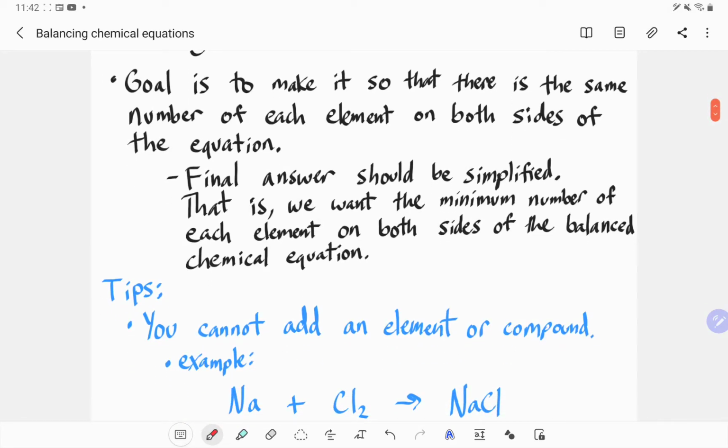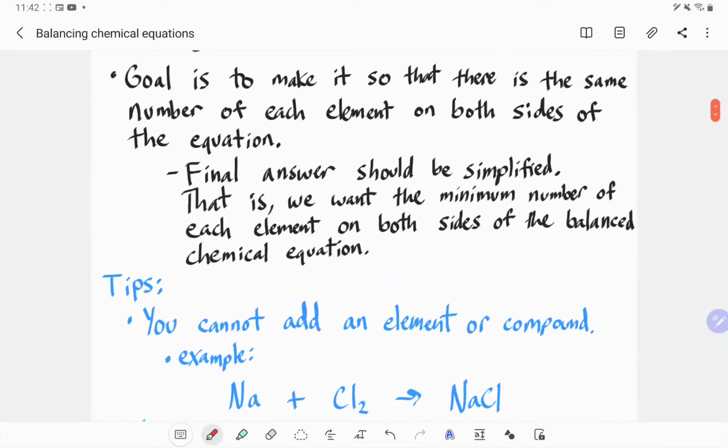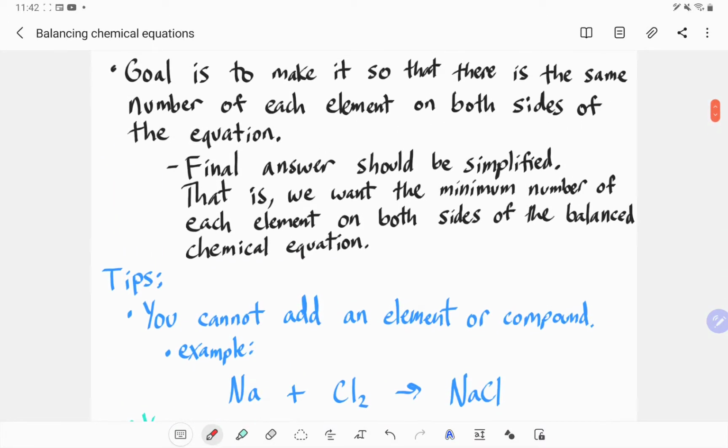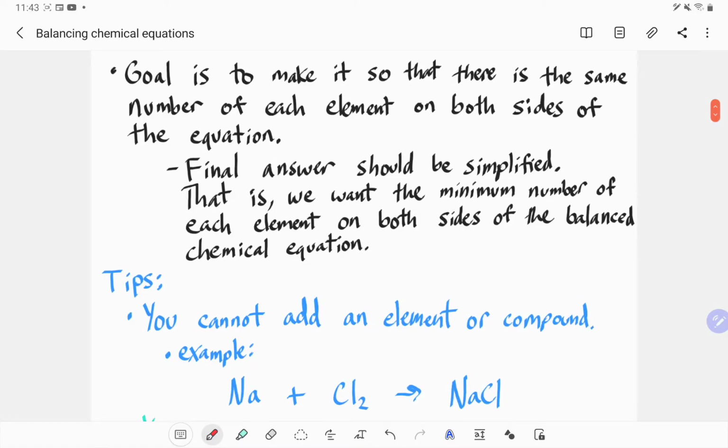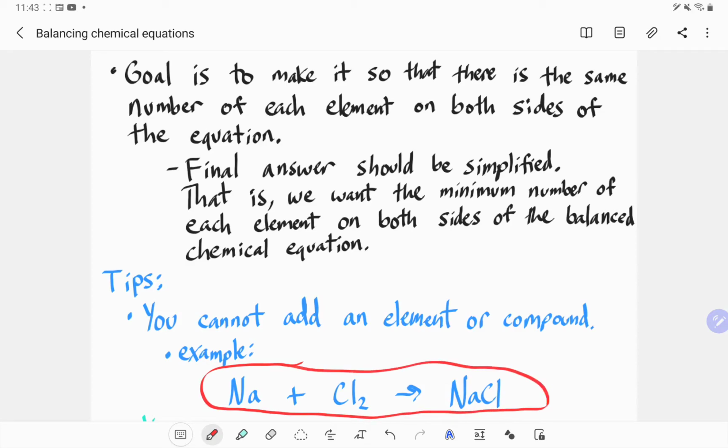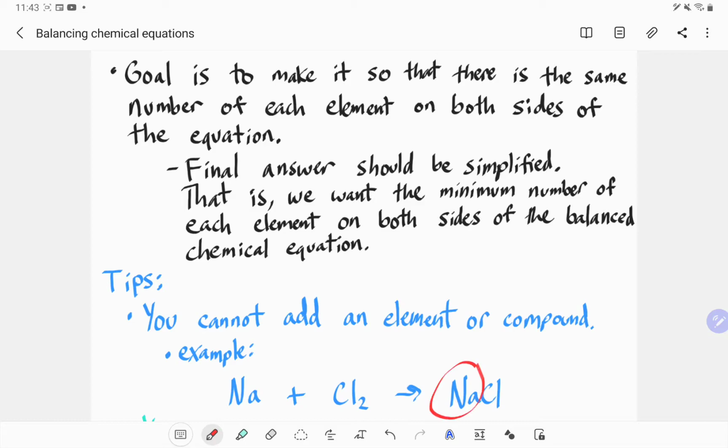I'm going to go through some tips and some common mistakes that I've been seeing in students from last year. So our first tip is to remember that our goal is to balance the chemical equations. In this example, we want the same number of sodiums and chlorines on the left side and the right side of the equation. We notice here that we have one sodium on the left side and one on the right side. We have two chlorines on the left side and only one on the right side.